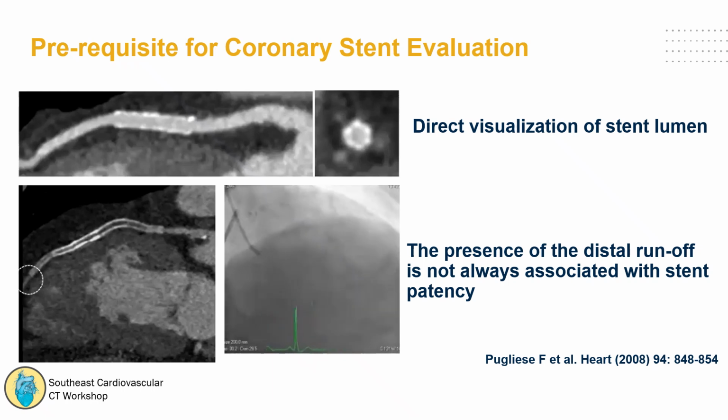Simply seeing contrast distal to the stent does not necessarily mean that the stent is patent. Flow may persist through collateral circulation or through a severely narrow lumen. So the key requirement for accurate CT interpretation is direct assessment of the lumen inside of the stent itself.